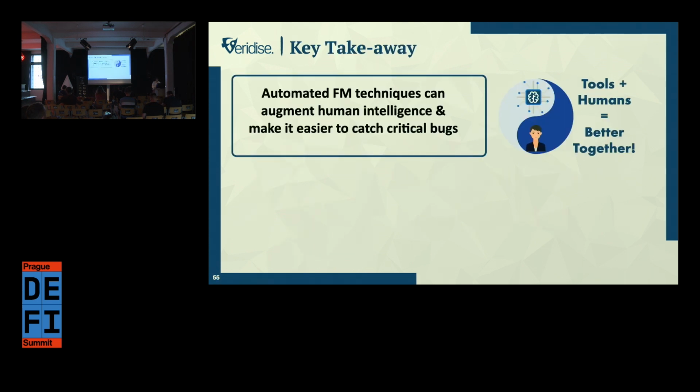All right, so the main takeaway here is that the automated formal method techniques can augment human intelligence and make it easier for developers and auditors to catch critical bugs.